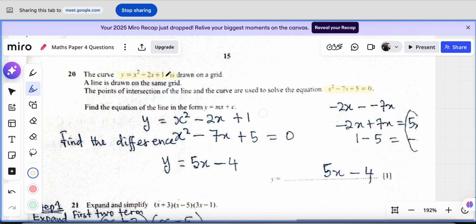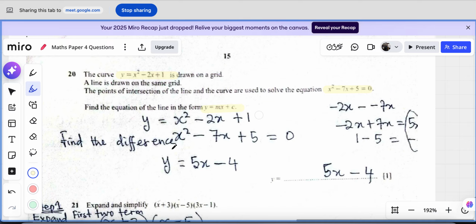Then you come here, you say 1 minus 5. You get negative 4. So the equation of the line, in the form y equals mx plus c, is y equals 5x minus 4. Finish. You see, it's just 1 mark. It tells you it's not a big deal.